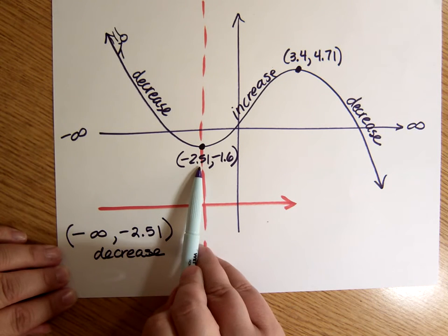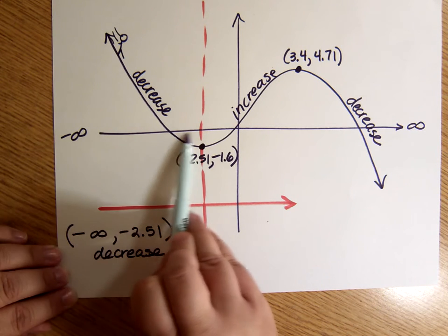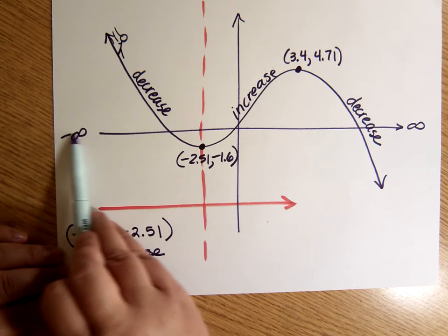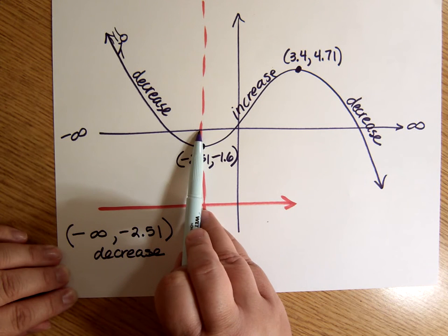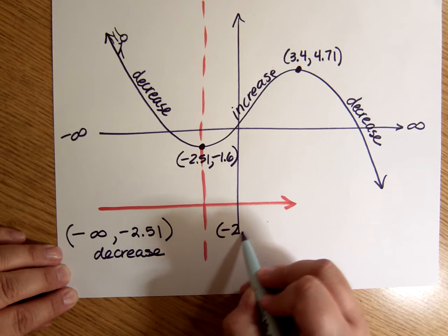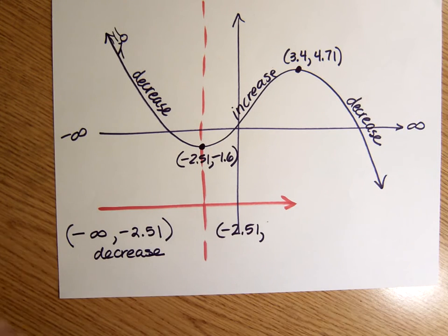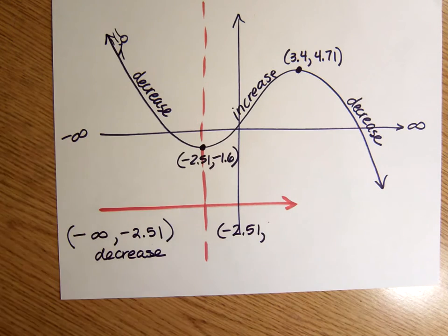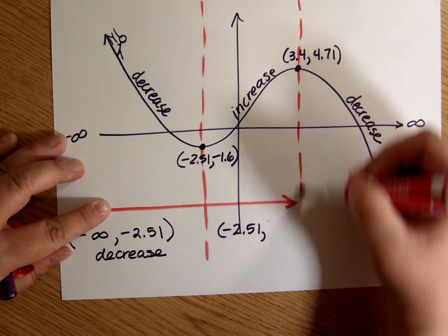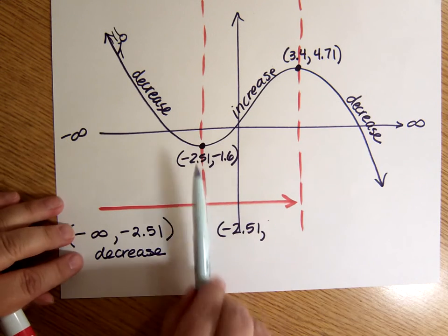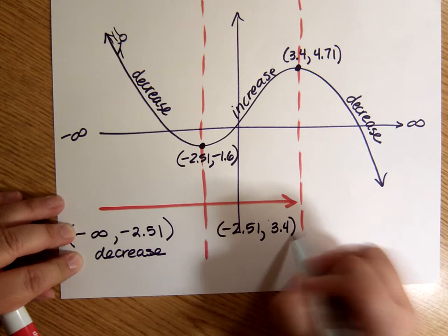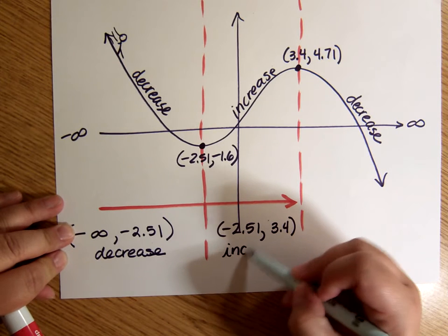Again, I'm using the x value only because I'm talking about going across the x-axis. Where is the y decreasing? When x is going from negative infinity to negative 2.1. The next interval, I'm going to pick up at negative 2.1. And this interval goes, he's increasing up until he gets to, what's the x value of the next turning point? 3.4. So from negative 2.1 to 3.4, we have another interval. This time, during that interval, it's an interval of increase.